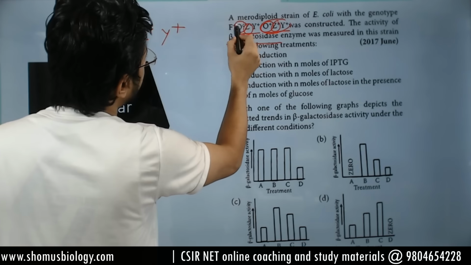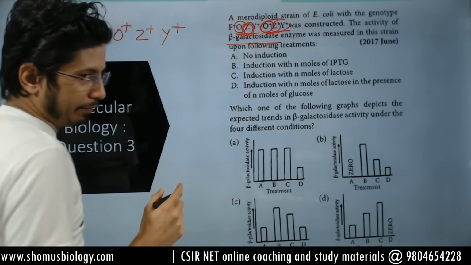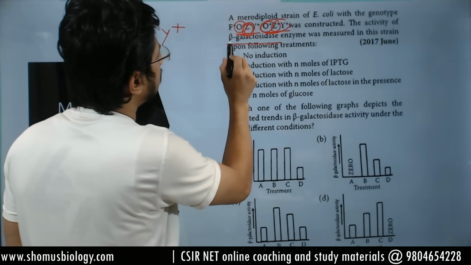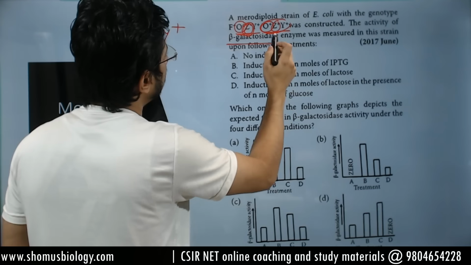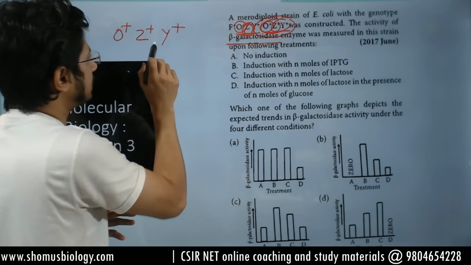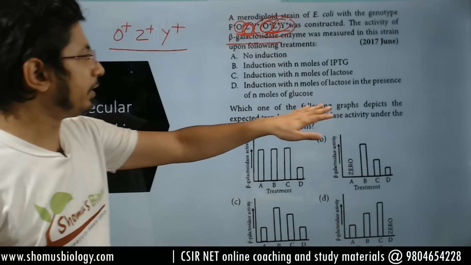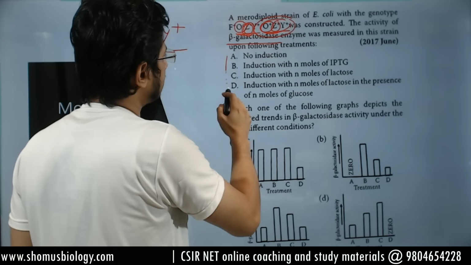Because the constitutive operator can never produce beta galactosidase, since there Z is negative, it cannot produce anything. So if we are talking about the production of beta galactosidase, then we are always looking for this particular genotype, that is O plus Z plus Y plus, okay. So which one of the following graphs shows this? There are different findings that we know.